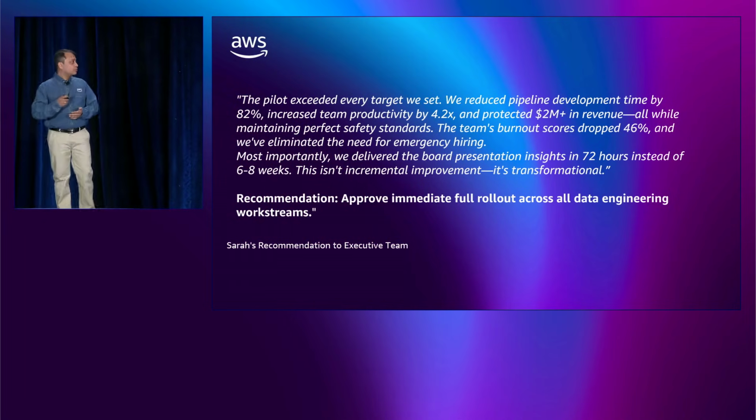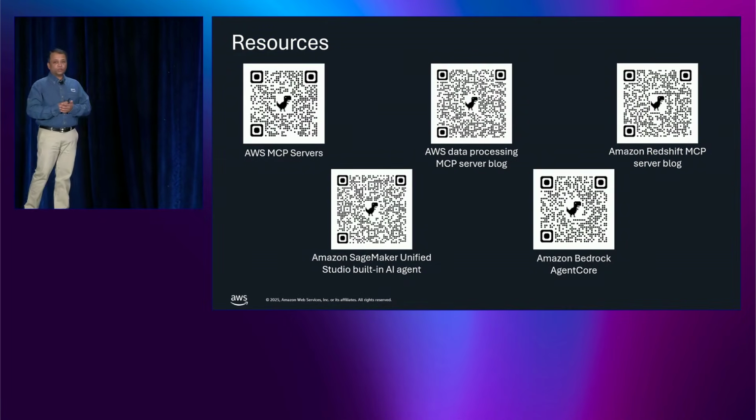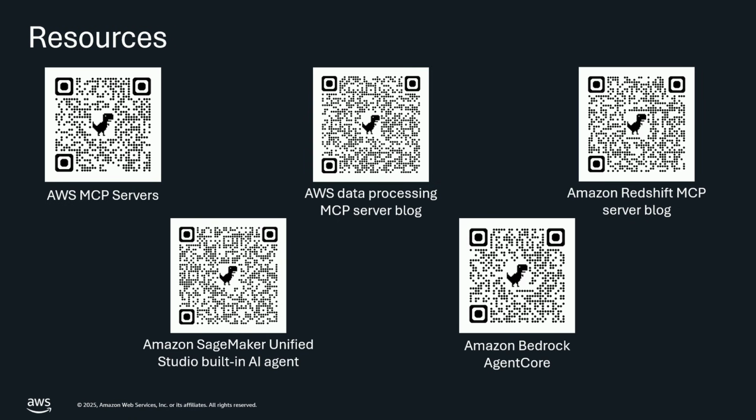And we want to leave you with some resources. Here are some of the resources. The first one is on the list of MCP servers. We have a couple of blogs on data processing and Redshift MCP. The one on the bottom left is the data agent, the SageMaker Unified Studio AI agent. And we have a QR code for Agent Core as well.